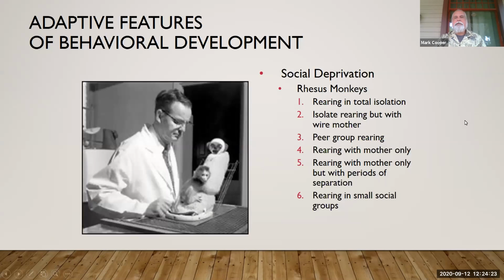All right, and then our last study is the very famous rhesus monkey study, and I have put a video up on this for you to watch. And what they did is they reared monkeys, and they had them in different situations. They had one reared in total isolation. They had one with a wire monkey. They had one that was raised in peer groups. One reared with mother only, one with mother, and sometimes they take the baby away. And then they had rearing in small social groups, which is probably the most common, how rhesus monkeys would actually behave. So I do want you to watch that.